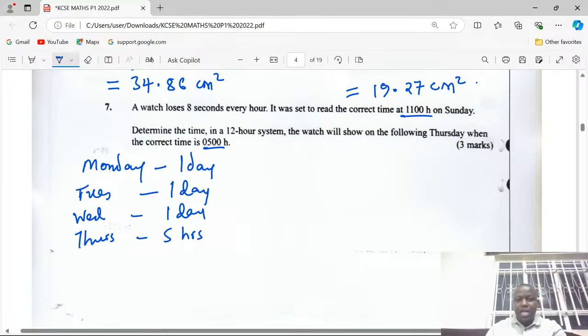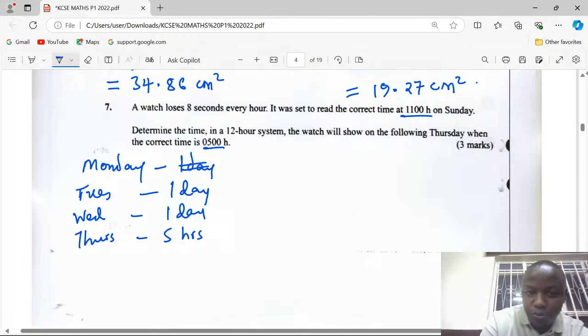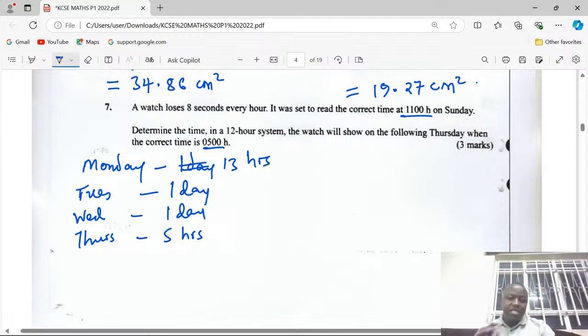But now we are supposed to tell ourselves, from Sunday until Monday, were there 24 hours? Not really, because it was already 11:00 hours. The hours on Monday are not making a whole day. So from 11:00 until the day ends now, remember, a day has 24 hours. So there were 13 more hours for Sunday to end until we see Monday.